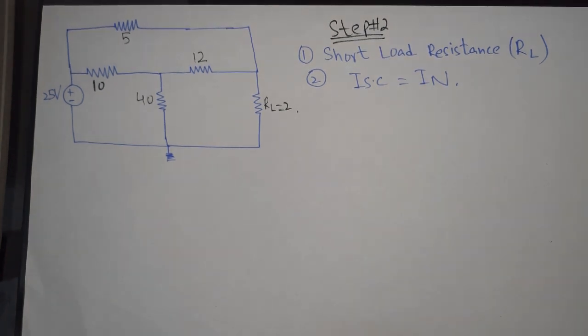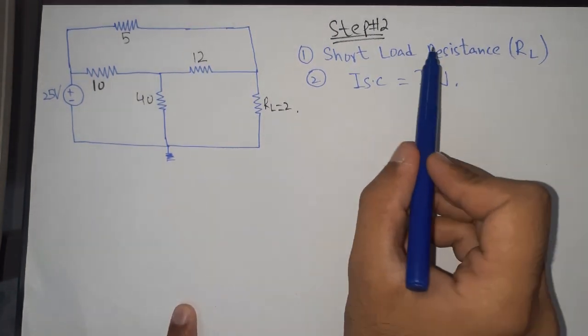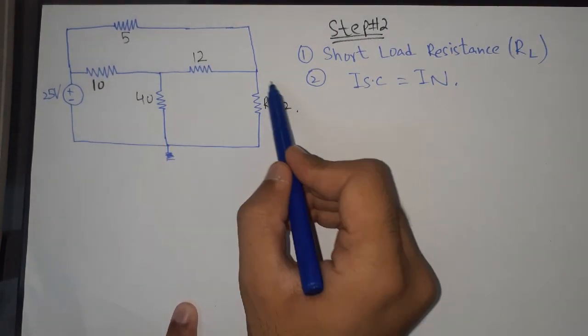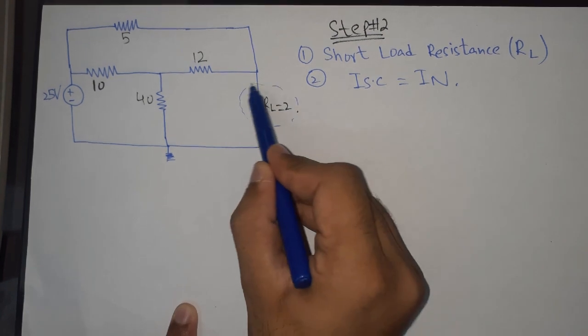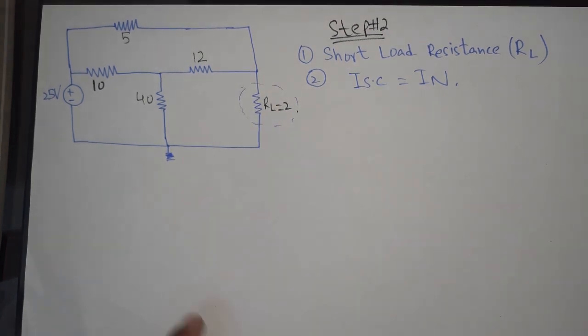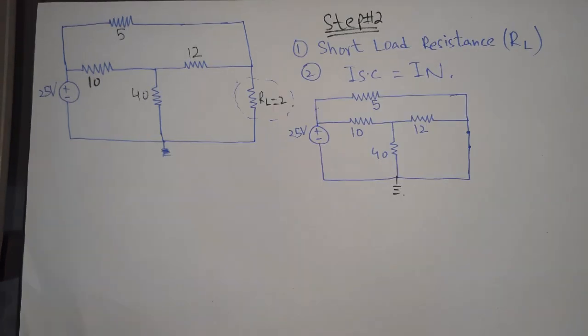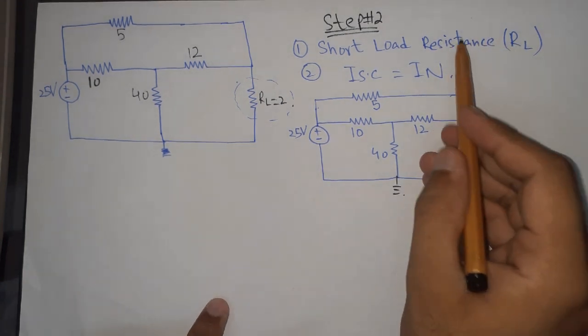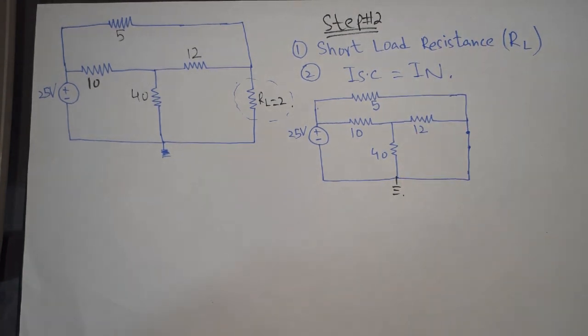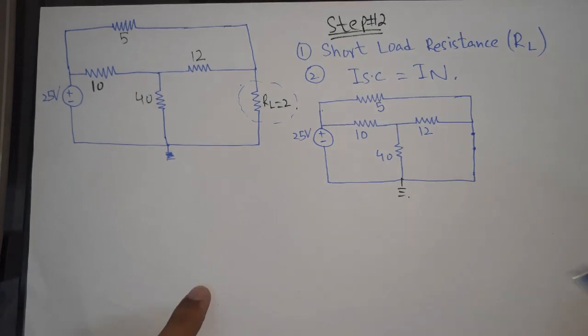Now students, we need to find Norton's current using step 2. So we need to short the load resistance and update the circuit. Now I will short this resistance and update the circuit. Now students, I apply the short to the load resistance. Now my circuit will look like that.